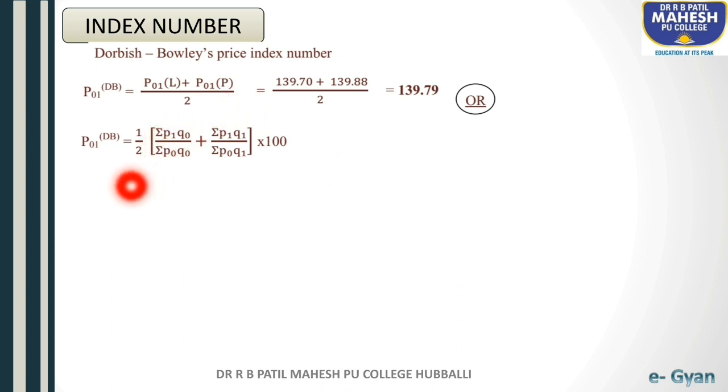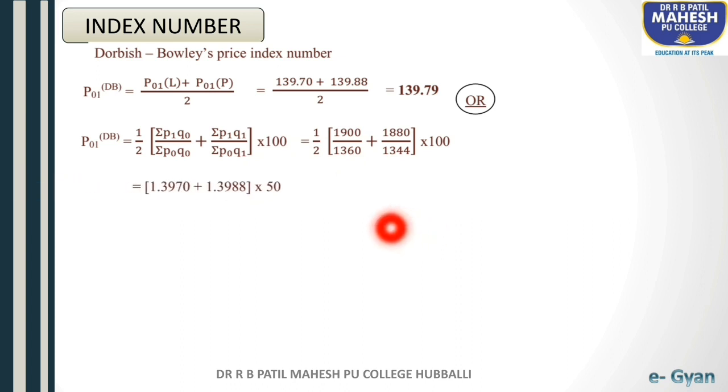See, the formula of Darbish-Bowley's price index number is 1 by 2 into bracket of summation P1 Q0 divided by summation P0 Q0 plus summation P1 Q1 divided by summation P0 Q1, into 100. Now substitute the values. 1 by 2 is as it is. Summation P1 Q0 is 1900, summation P0 Q0 total is 1360, summation P1 Q1 is 1880, and summation P0 Q1 total is 1344.